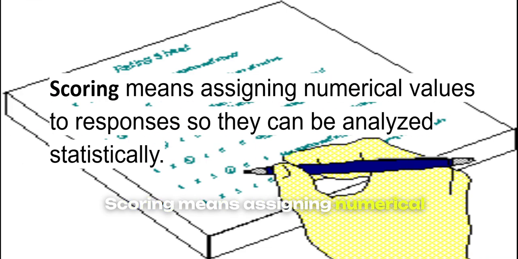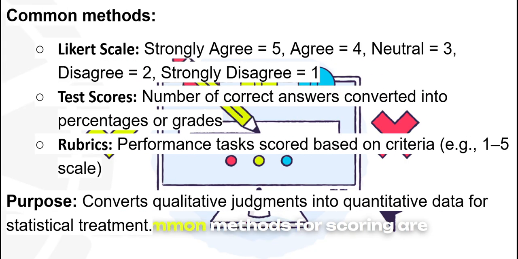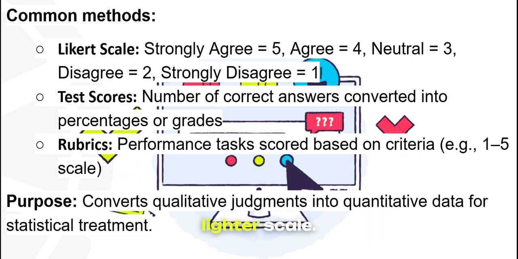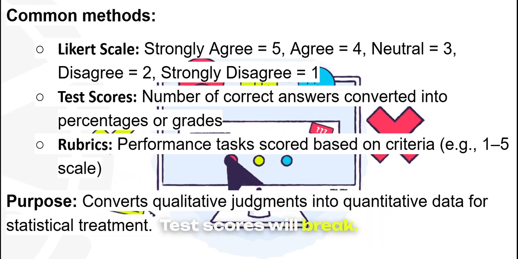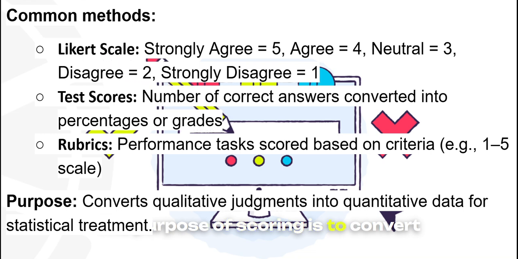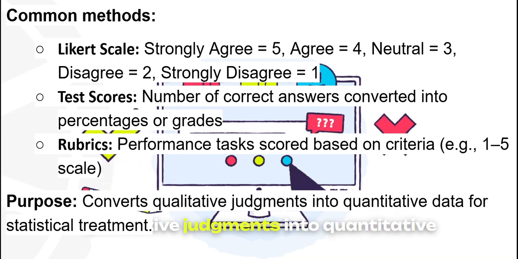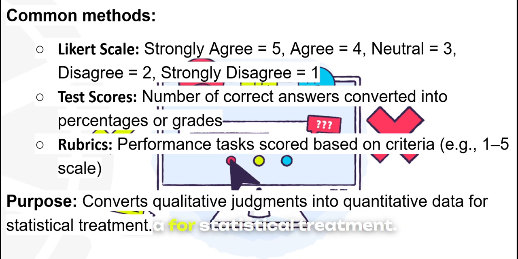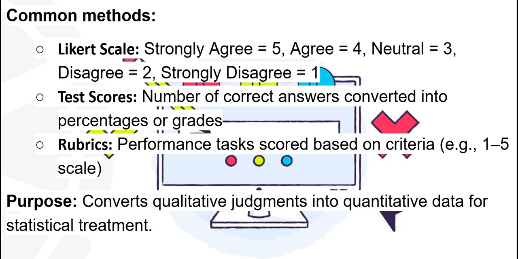Scoring means assigning numerical values to responses so that they can be analyzed statistically. The common methods for scoring are Likert scale, test scores, and rubrics. The purpose of scoring is to convert qualitative judgments into quantitative data for statistical treatment.